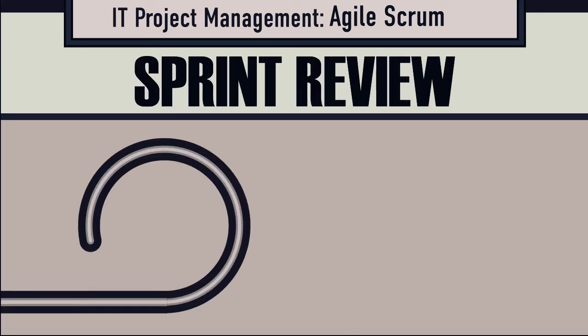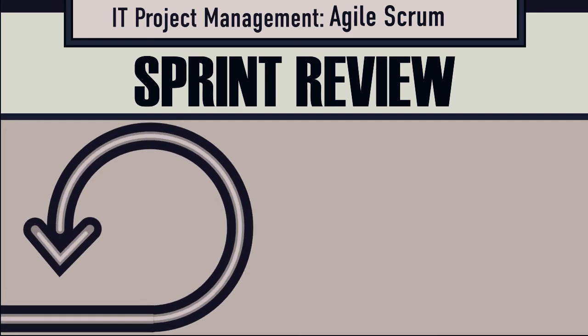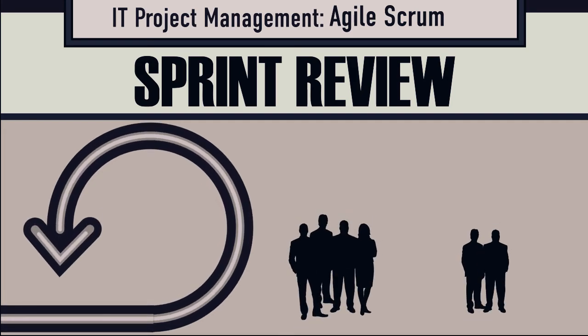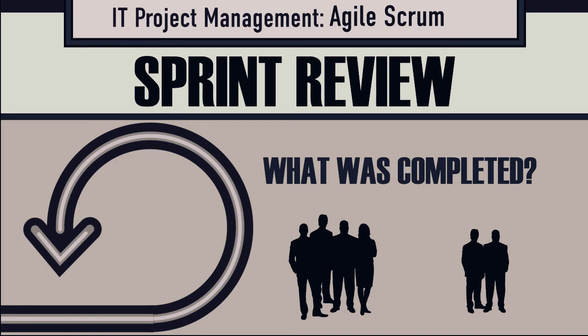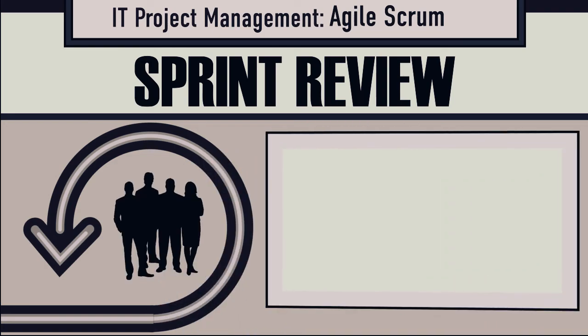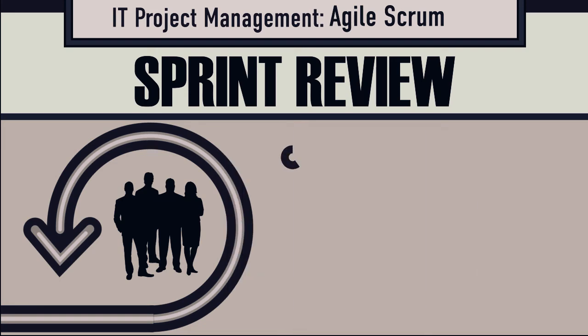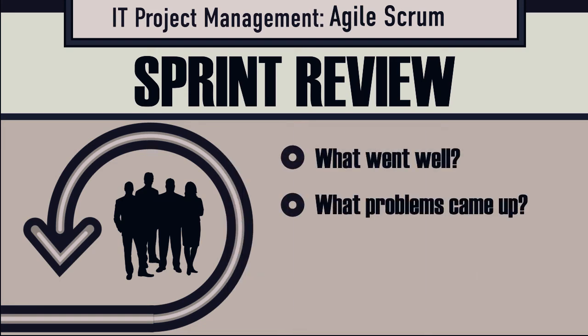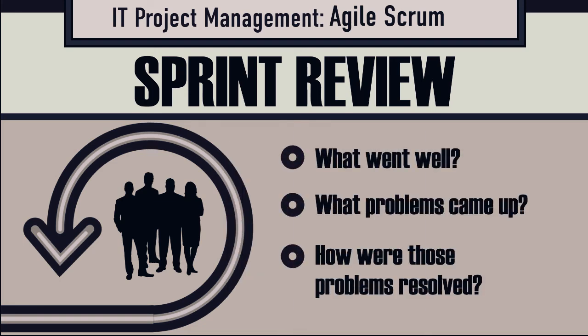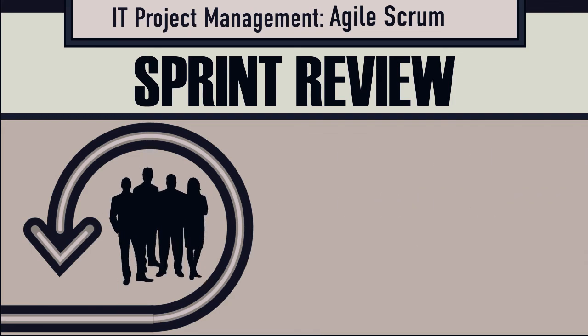A sprint review is held after each sprint ends. During this review, the team and other stakeholders discuss what was completed. The team presents the current version of the product. They also discuss what went well, what problems came up, and how those problems were resolved.